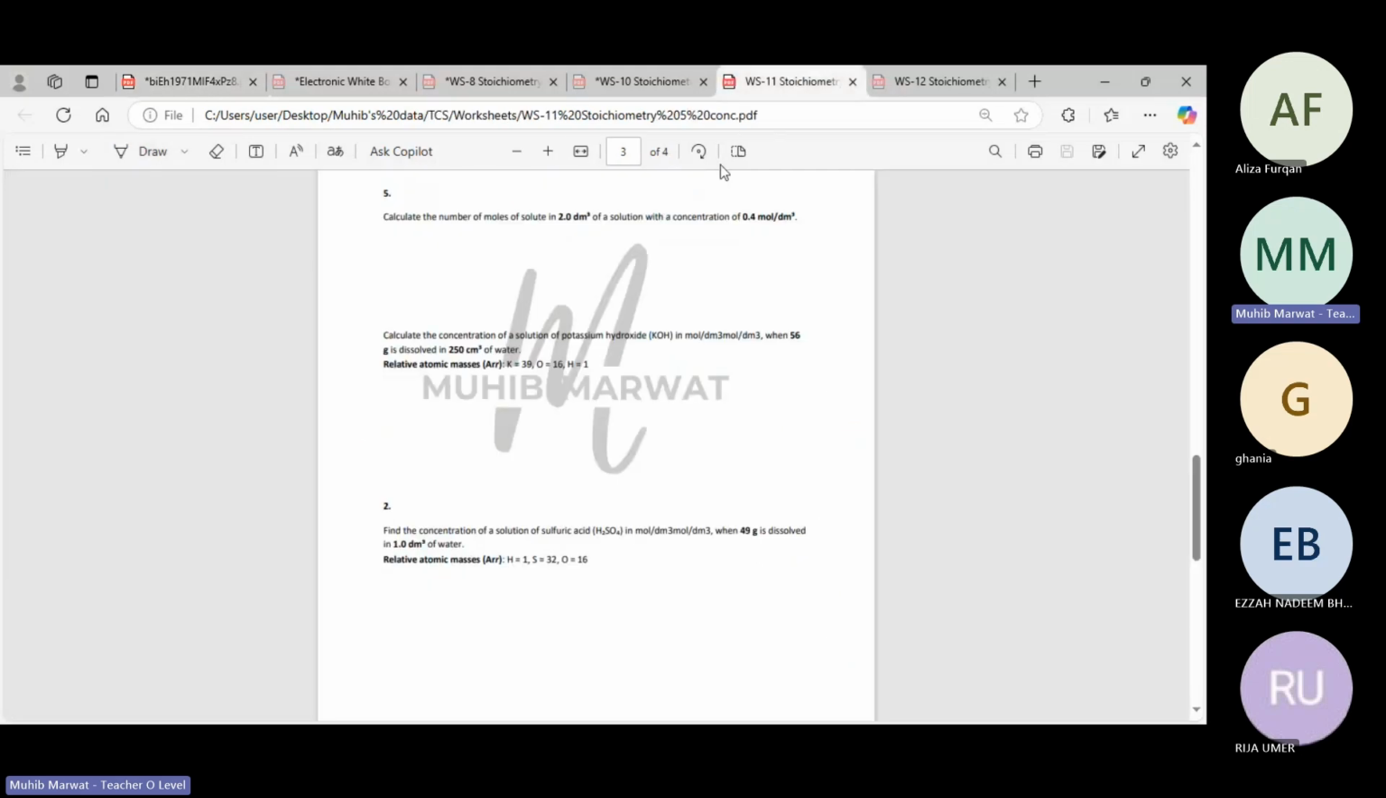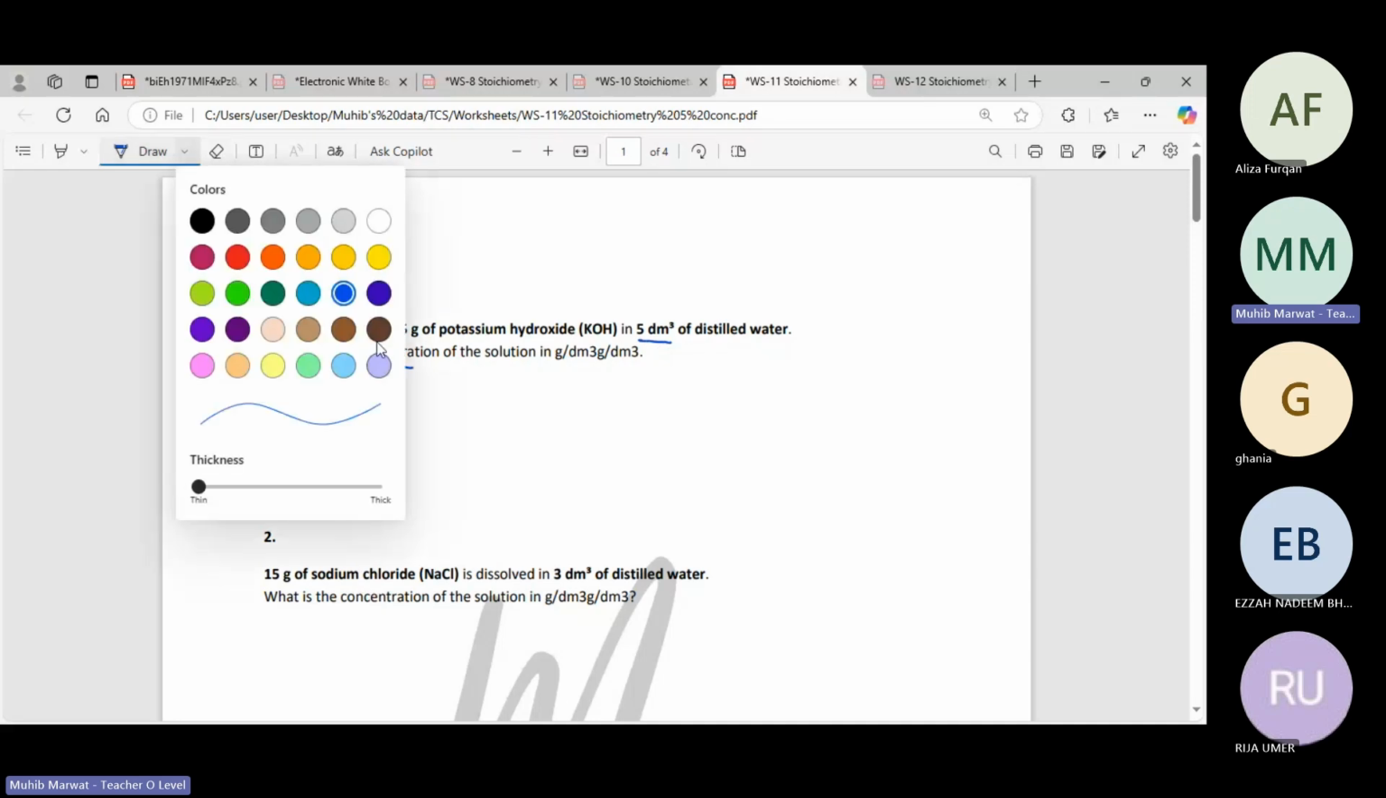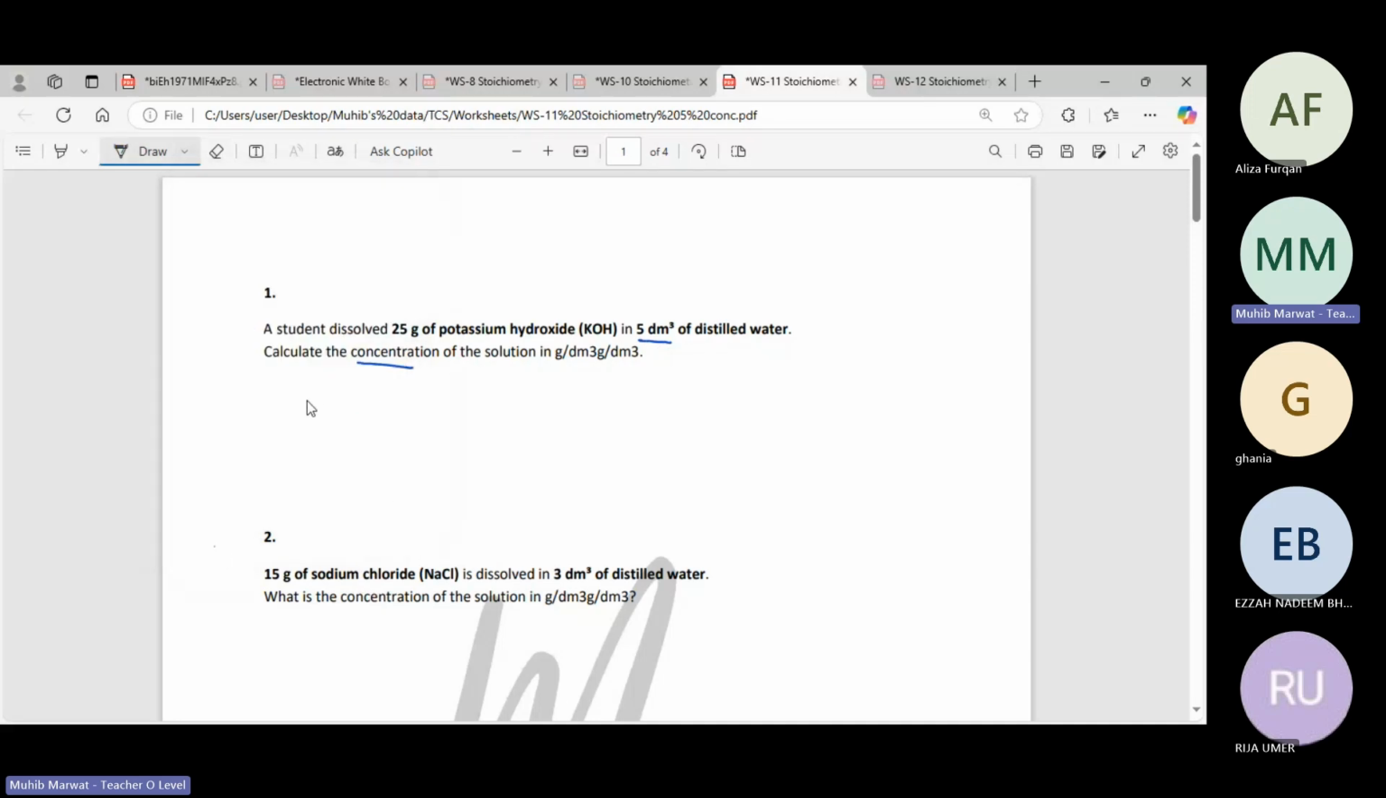Now moving towards our worksheet, we have been given grams and volume in dm cube, and we have been asked to find concentration. So what will we do? We will simply put in the formula: concentration in grams per dm cube is equal to mass of solute in grams divided by volume of solution in dm cube. So mass is 25 grams and volume is 5 dm cube. So the answer will be 5 grams per dm cube. Is it clear to you? Just tell me, please.